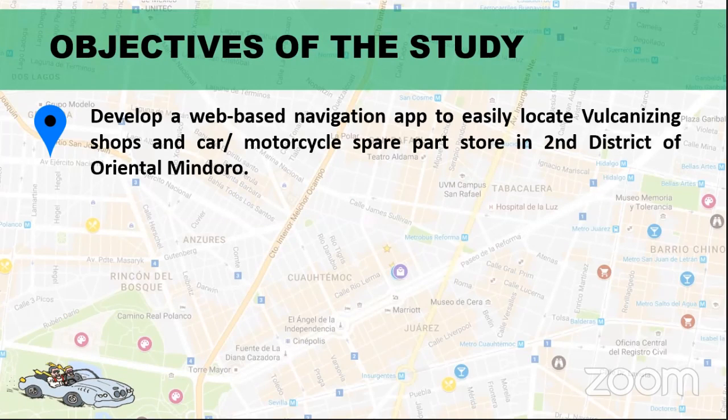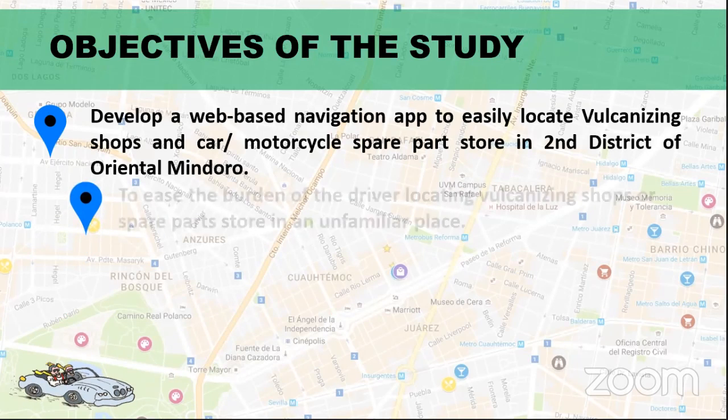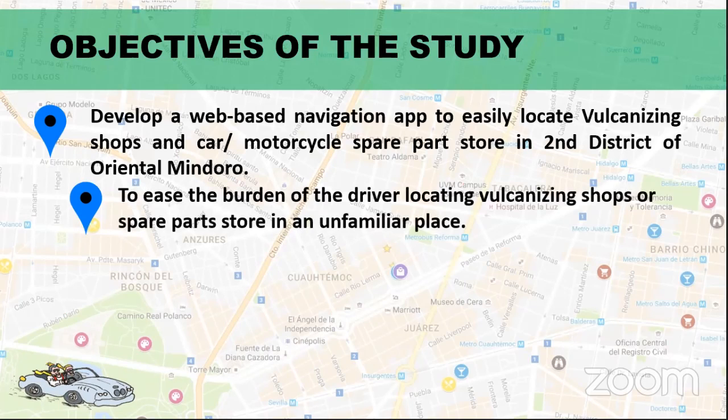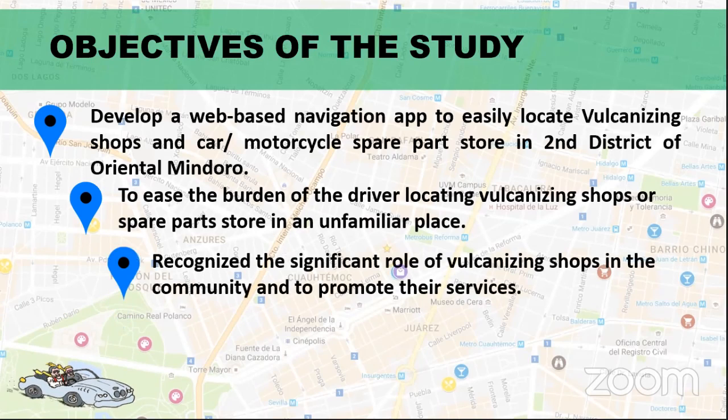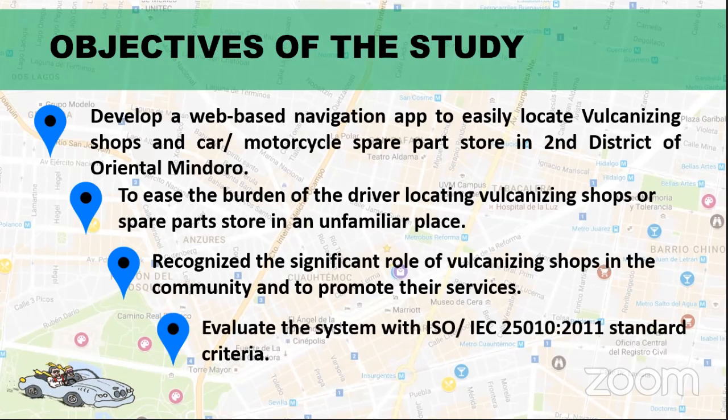For the objectives of this study, first is to develop a web-based navigation app to easily locate vulcanizing shops and car and motorcycle spare parts stores in the 2nd District of Oriental Mindoro. Second is to ease the burden of the driver locating vulcanizing shops or spare parts stores in an unfamiliar place. Third is to recognize the significant role of vulcanizing shops in the community and to promote their services. And last is to evaluate the system with ISO IEC 25010 software quality standard criteria.